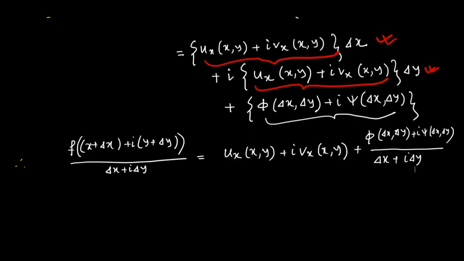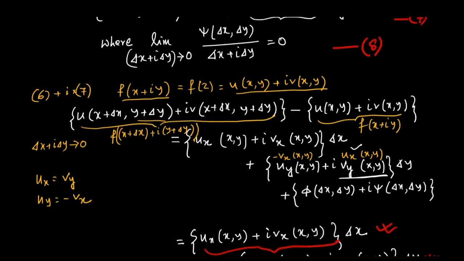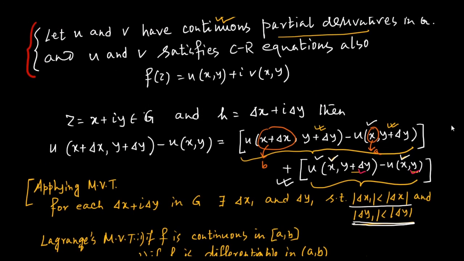Therefore, can you tell me, letting delta x plus i delta y tend to 0. Now, if you can remember, your delta x plus i delta y is h. Just let us quickly see from where we started. Your delta x plus i delta y is h, and your x plus i y is z. So z plus h will be x plus delta x plus i into y plus delta y.